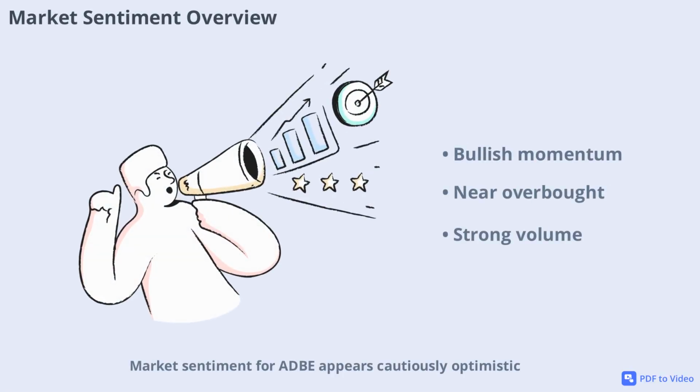Market sentiment for ADBE appears cautiously optimistic. Technical indicators show bullish momentum, but several are approaching overbought levels. Volume is strong, and the price is near resistance, suggesting that traders are watching closely for a breakout or reversal. Sentiment can shift quickly, so it's important to stay updated with both technical and fundamental developments.